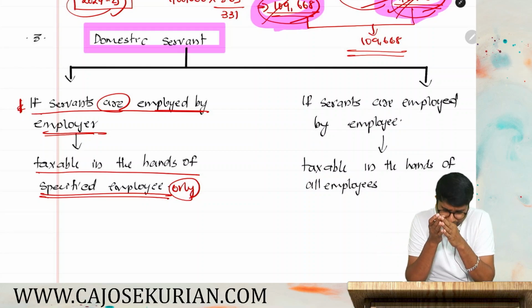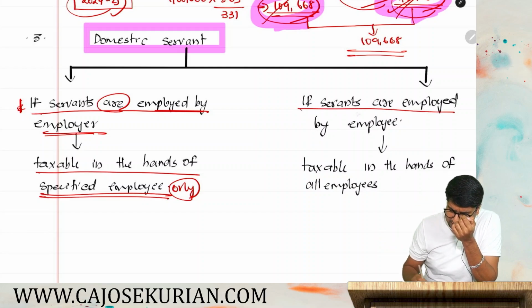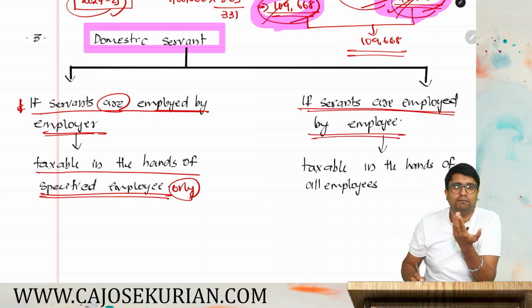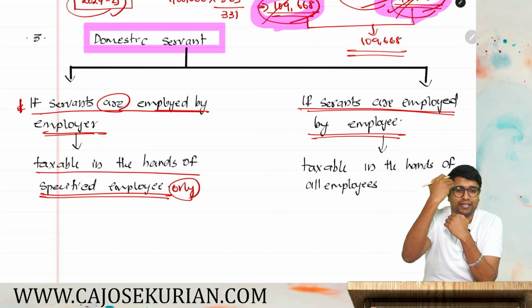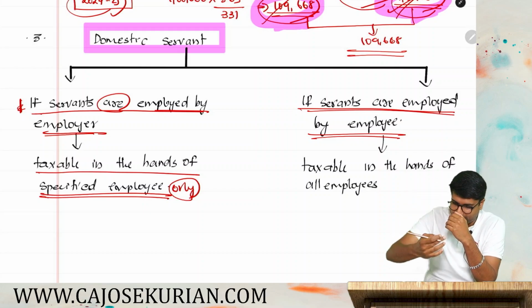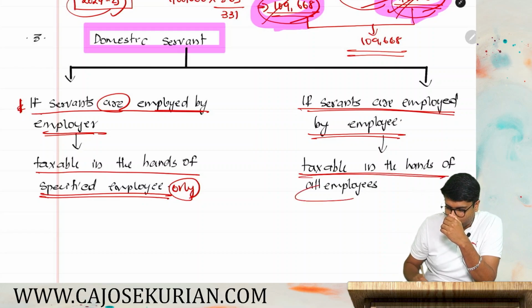And what is a domestic servant? Your housemaid. Now, if servants are employed by the employee himself, so the employee himself has appointed a servant and that respective salary has been reimbursed or directly paid by the employer, that will be taxable in the hands of all the employees.